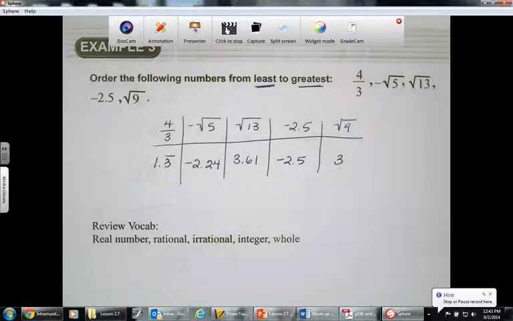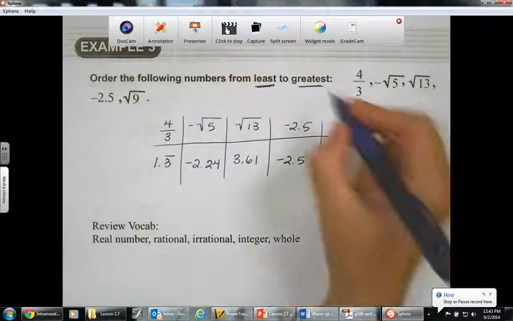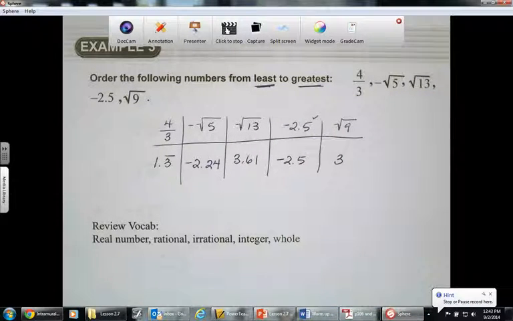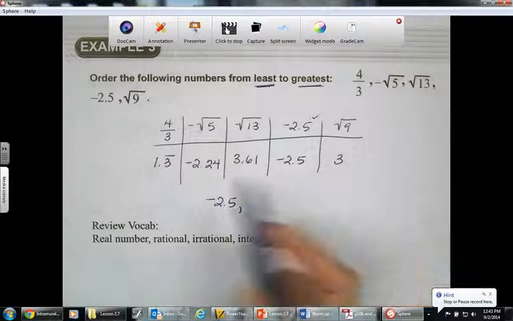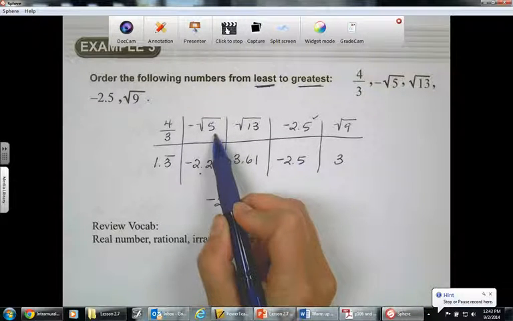All right, and then I'm going to go from least to greatest. And just remember that when you're dealing with negative numbers, that's the only thing you have to think about, the one that's the least is the furthest from 0. So if I'm looking at this, the furthest from 0 is the negative 2.5. So I'm going to order that one. And I'm not going to put this number, I'm going to put this number. I have to order their numbers.